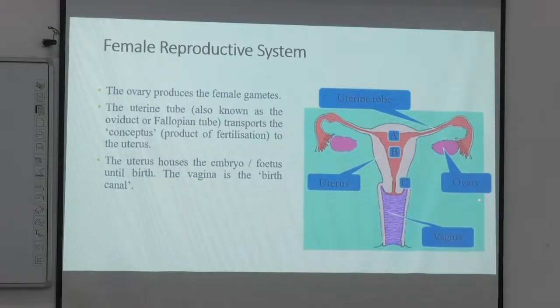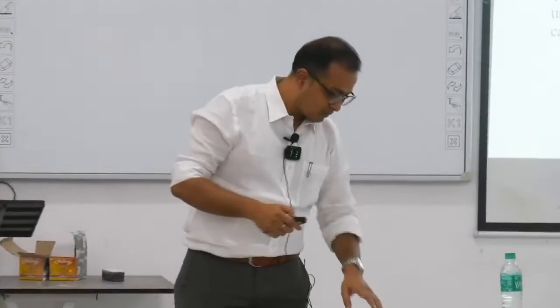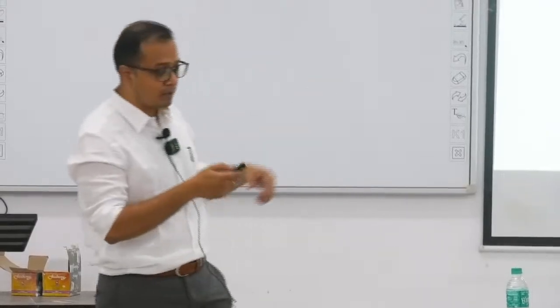This vagina can be divided into two parts: the supracervical part, that means above the cervix, and the infracervical part, below the cervix. C is the cervix, B is the body, A is the fundus part, and the cavity which you're seeing inside, we call the uterine cavity. So these are the different components of the female reproductive tract.